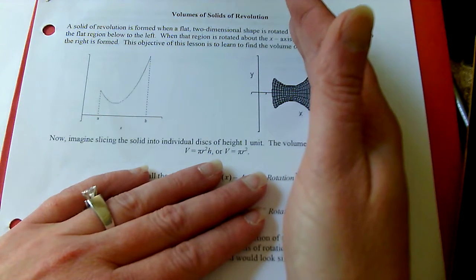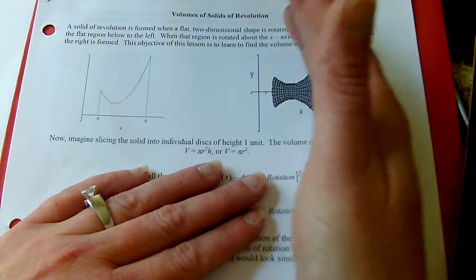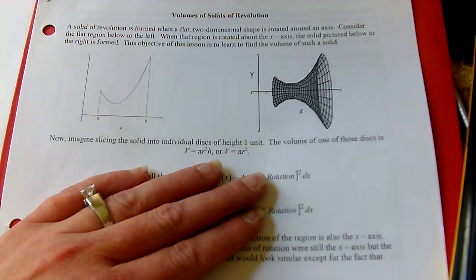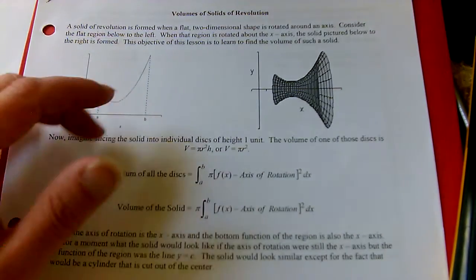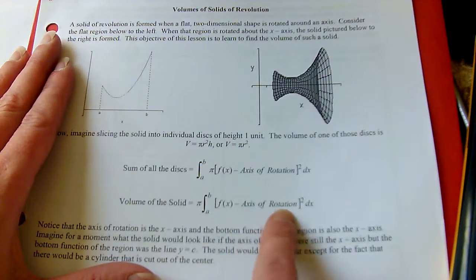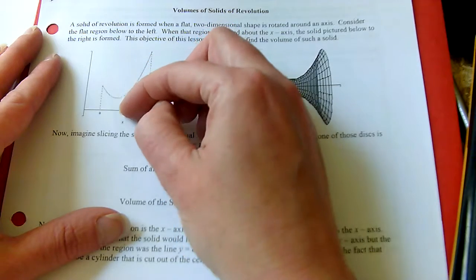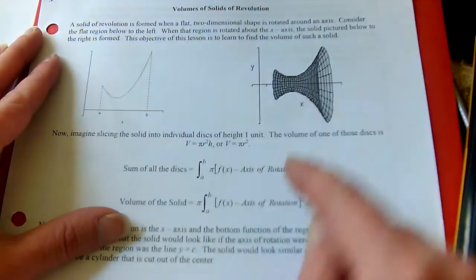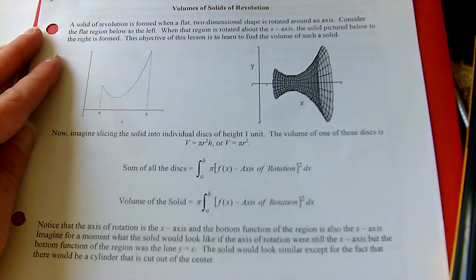Pi r squared. And the width of them would be dx. And you add them all up, and you have the figure. So that'd be pi, and the radius would be from here to here, which is the axis of rotation. So here minus here, squared, pi r squared, dx.